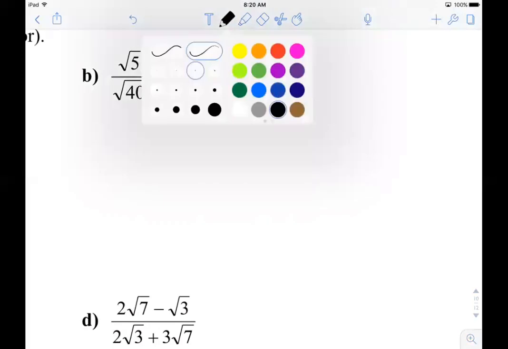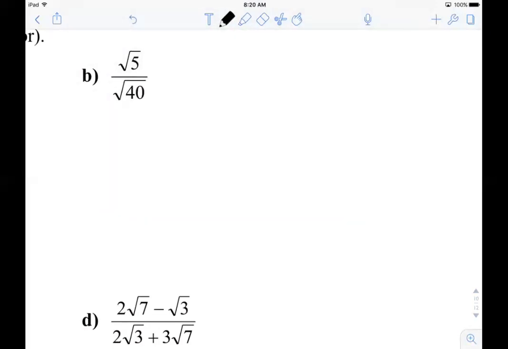So remember that we can always just divide the things that are underneath the radicals first. So I can simplify this to just 1 over root 8. So from there, now that I have 1 over root 8, let's take root 8 and make that a little bit simpler as well. So it's really like 1 over 2 root 2. Now I need to rationalize that denominator.